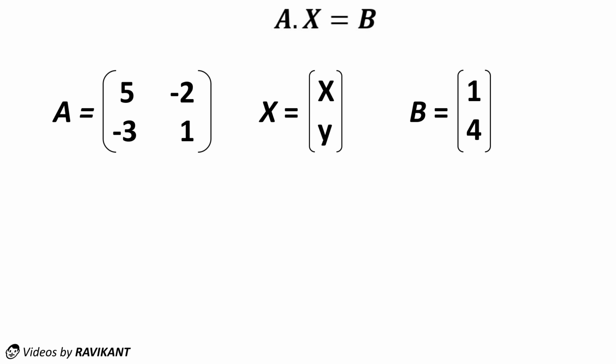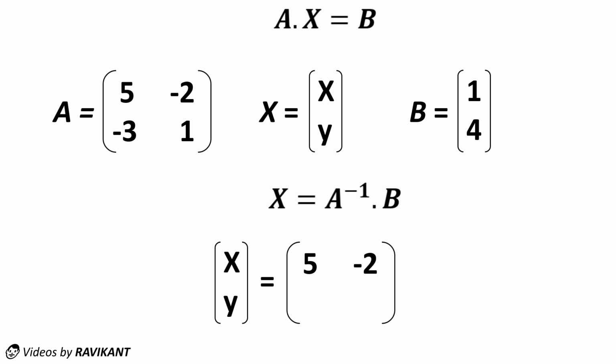Now we have to find the values of the unknown variables x and y. For that, let's divide the whole equation by A. Then we get X = A inverse times B. Now put the matrices in the place of X, A and B. Then we get the following equation. So what are we trying to do? We are just trying to get the values of x and y.